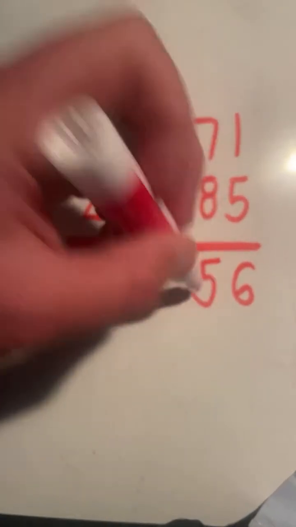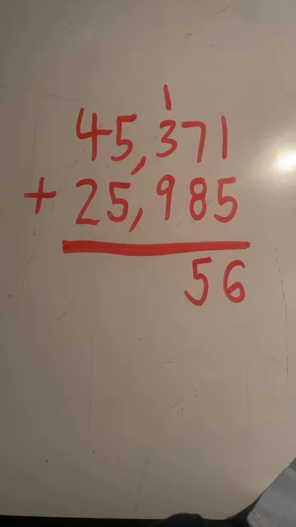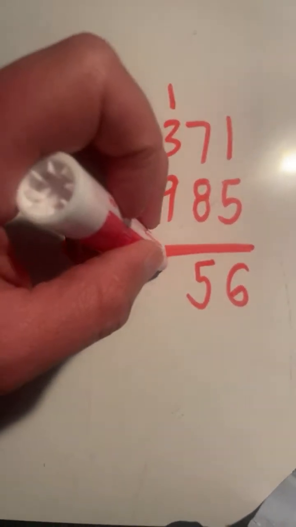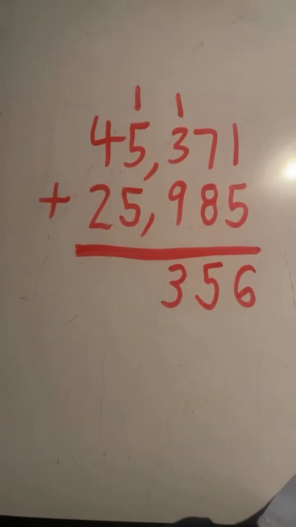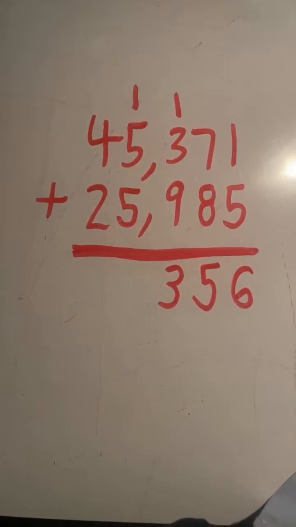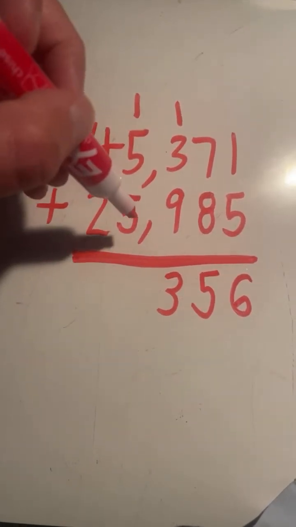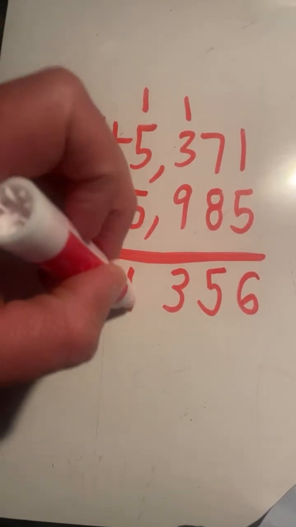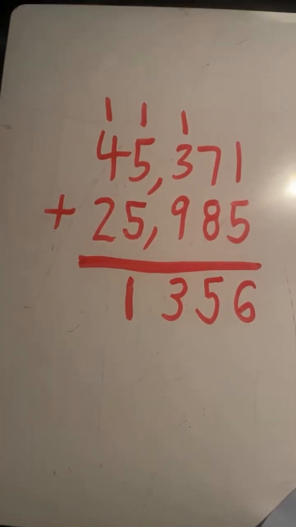The 5 in 15 goes in the tens place. The 1 gets carried over to the hundreds place. 3 plus 9 equals 12, plus 1 equals 13. So the 3 in 13 goes in the hundreds place. The 1 we carry over to the thousands place. One plus 5 equals 6, plus 5 equals 11. So the 1 in 11 goes in the thousands place. The other 1, the number 11, gets carried over to the 10,000s place.